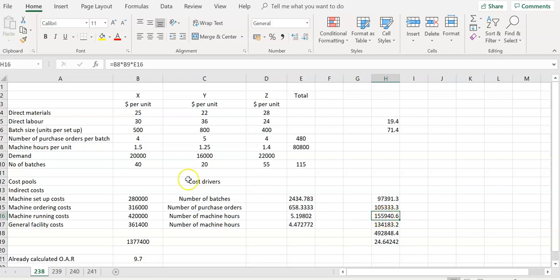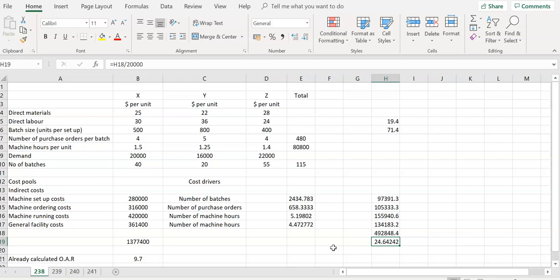And that's why I have that. And then finally, again, facility costs. This is based on machine hours again. So what I now have here is B8 times B9 again. Similar situation, driven by machine costs times 4.47. And then you can see here, this is the total of all of this. And what do I do? I literally just divide all of that by the total demand, and I will get £24.64.